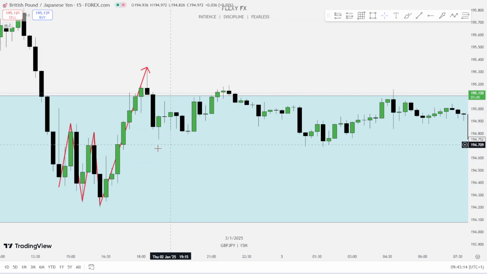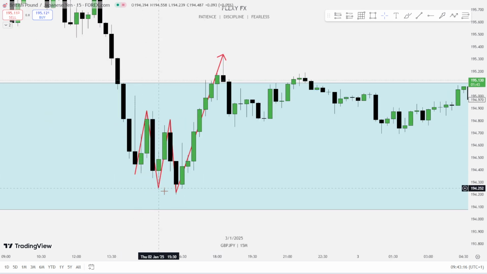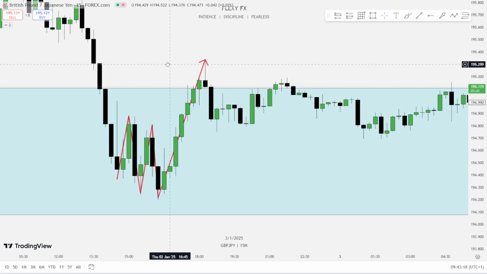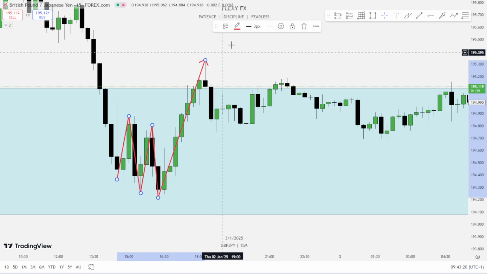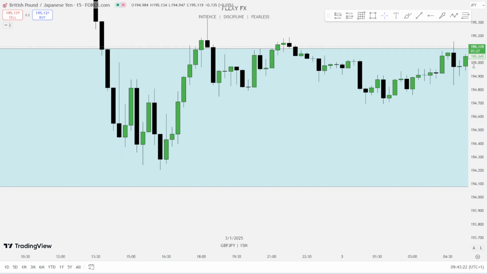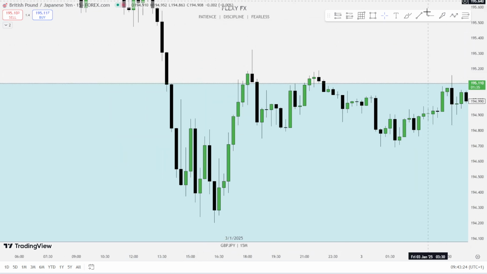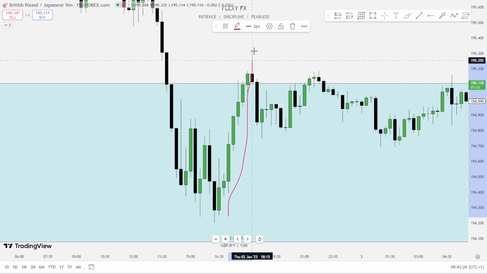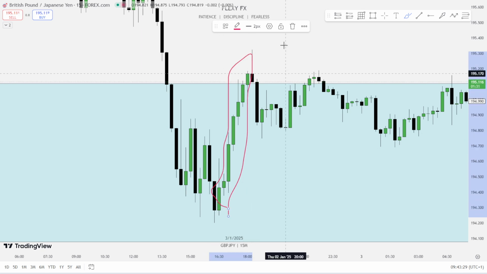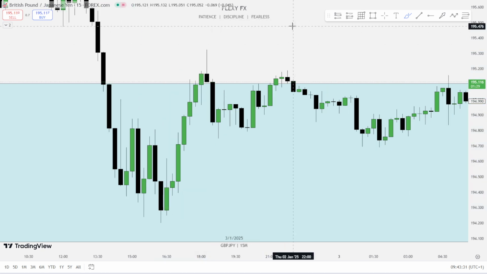Now you see how price fade 3 times, pushing higher. Price fade 3 times, and then finally we have a displacement. Which is this one right here, this displacement right here, and that was what I was looking for.